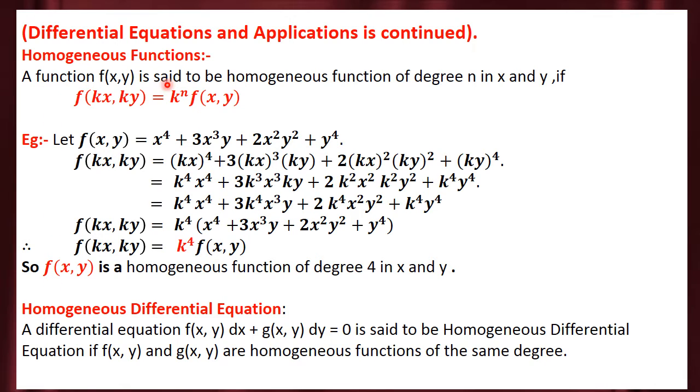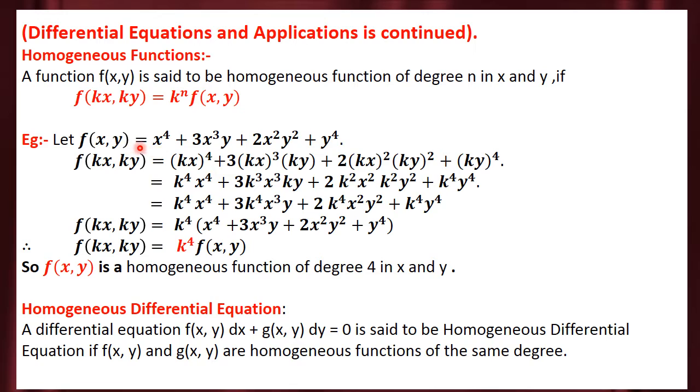A function f of x, y is said to be a homogeneous function of degree n in x and y if f of kx, ky is equal to k raised to n into f of x, y. That means in the function f of x, y, we will substitute kx in place of x and ky in place of y. The function can be rewritten as k raised to n into f of x, y. Such functions are called homogeneous functions. If the power of k is n, then the homogeneous function is of degree n. Now let us see the example.